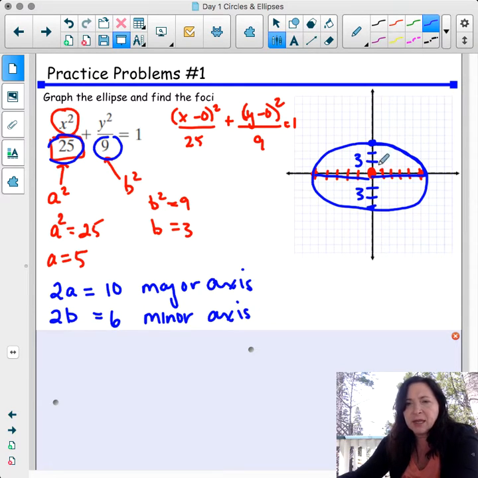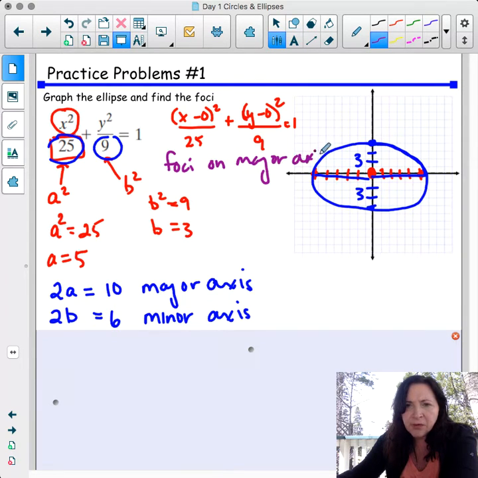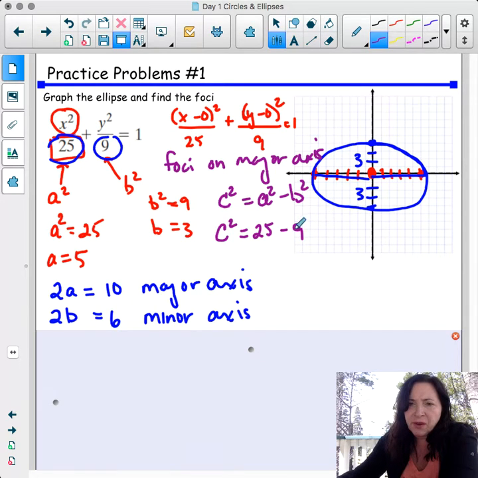And lastly, you're going to need to know where your focal points are. Now remember what I said is that your focal points, your foci, are on your major axis. So in order to find where my focus points are, I'm going to use this formula, which says c squared equals a squared minus b squared. So to find c, which is the distance from my center to my focus points, I'm going to take a squared, which is 25, and subtract b squared, which is 9. So 25 minus 9 is 16. So c squared is 16. I'm going to square root both sides, and so I get c equal to 4. Remember, this is plus or minus 4.